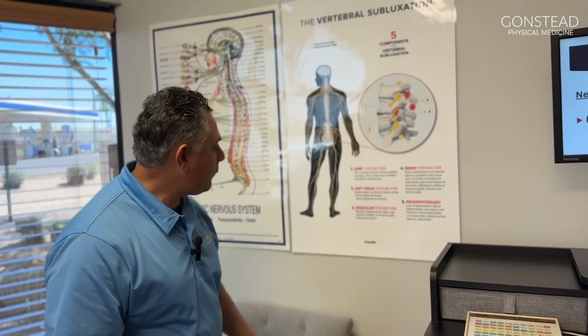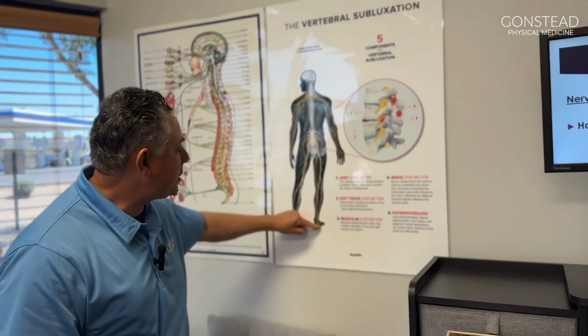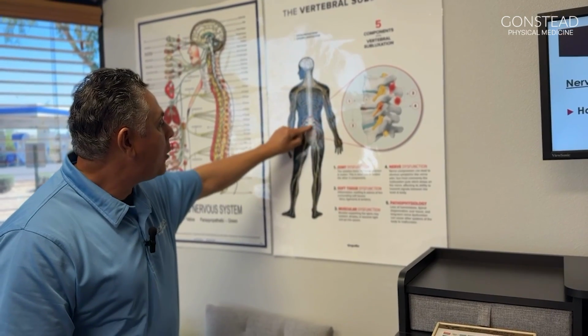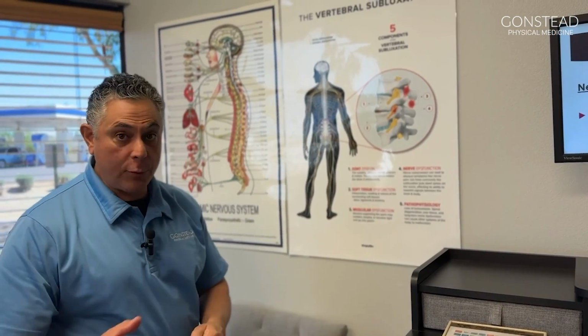Now, that works in the other direction. So if you step on a hot coal, for example, the receptors in the foot are going to send information back up to the peripheral nerve, through the spinal cord, up to the brain to pull your foot away.